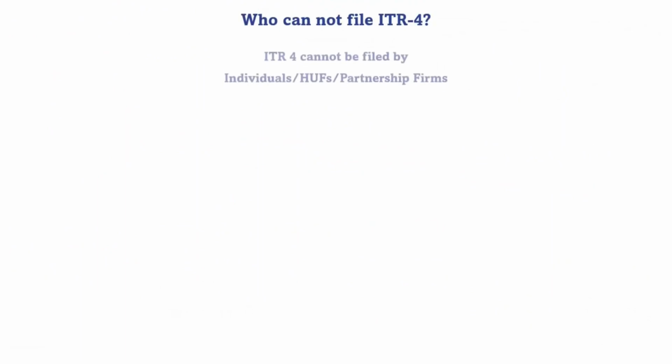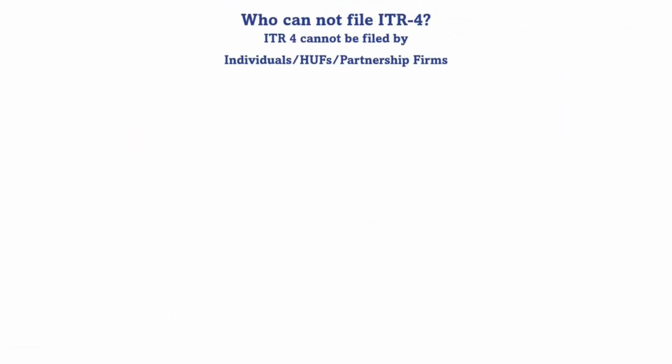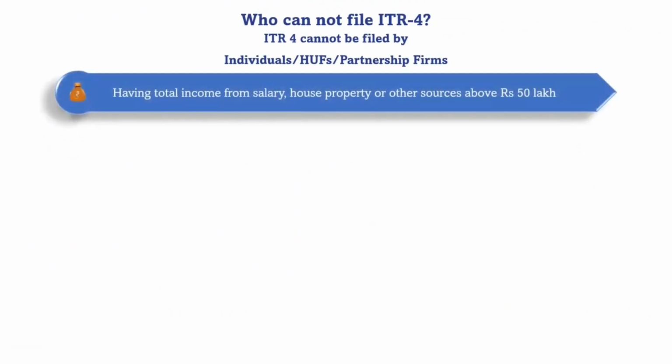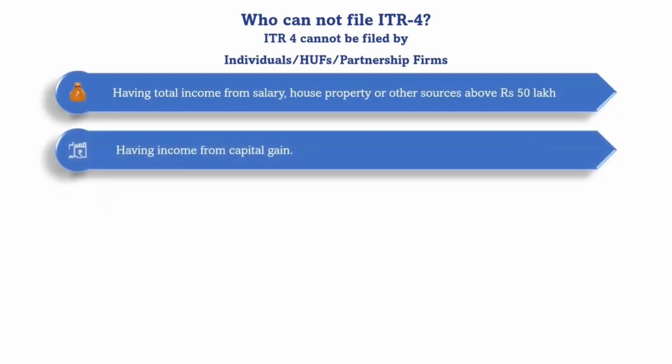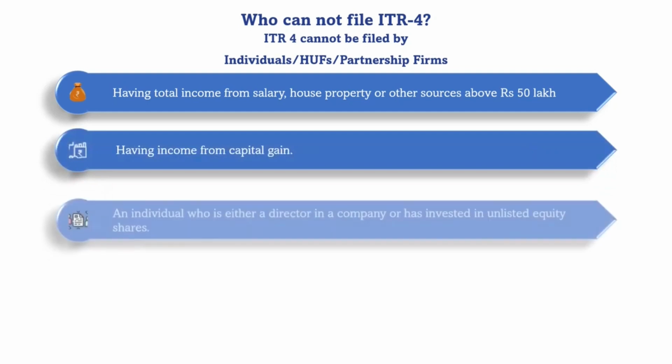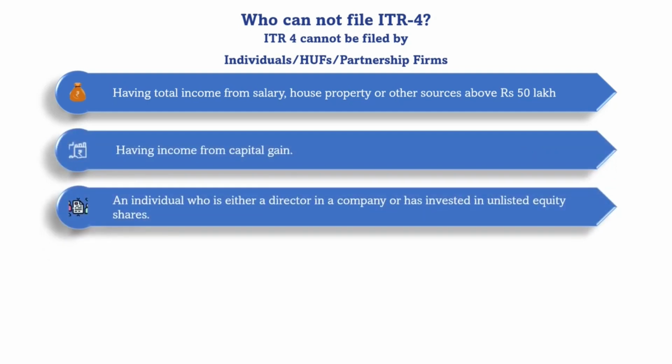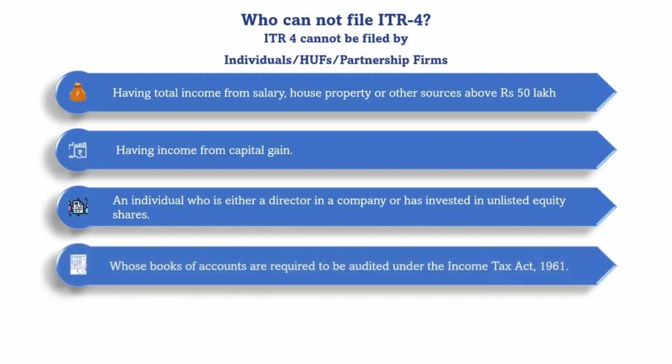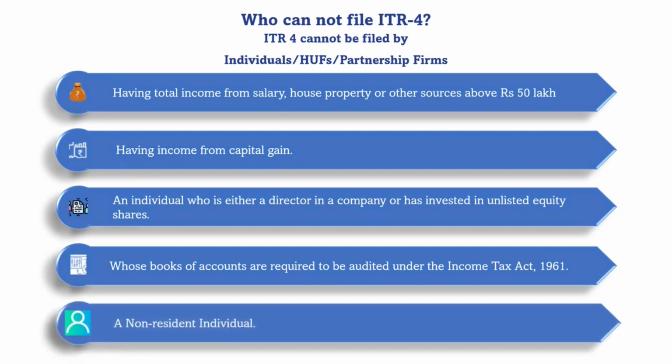Form ITR-4, however, cannot be filed by those individuals, HUFs or partnership firms who have total income from salary, house property or other sources above Rs 50 lakhs, or who have income from capital gains. Further, an individual who is either a director in a company or has invested in unlisted equity shares cannot file ITR-4. Form ITR-4 can also not be filed by those taxpayers whose books of accounts are required to be audited under the Income Tax Act, or by a non-resident individual.